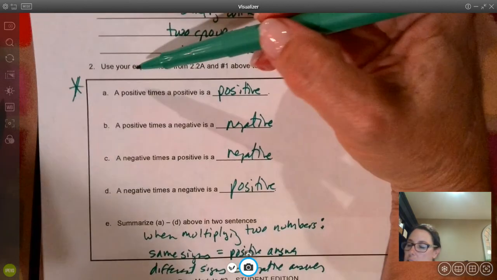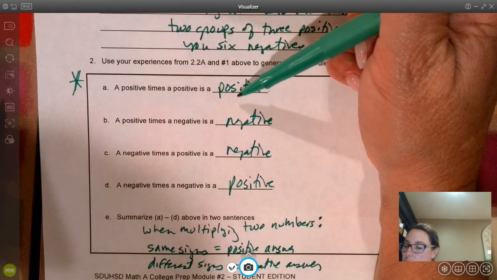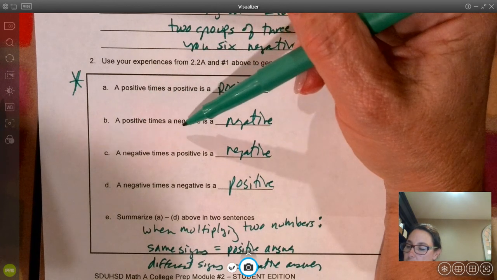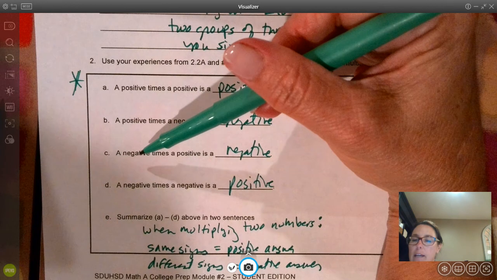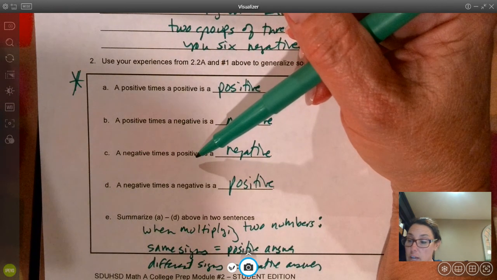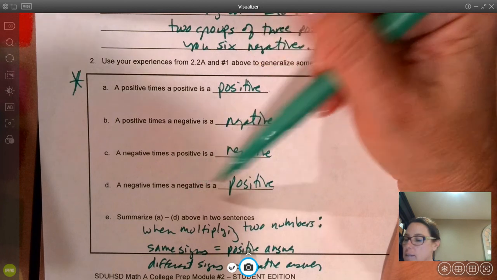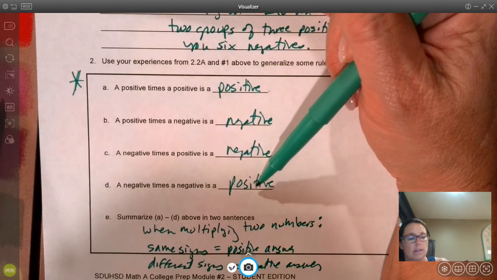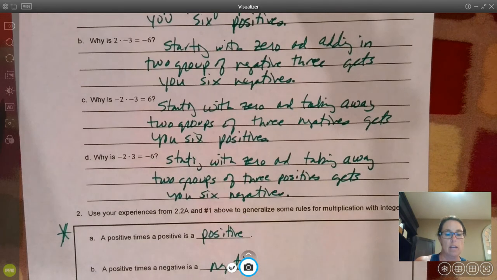Take a look at this. Same signs, positive, positive, you get a positive answer. Positive, negative, different signs, negative answer. Negative, positive, different signs, negative. Negative, negative, those are the same signs, you get a positive answer. So those are the rules. You need to have those in your brain.